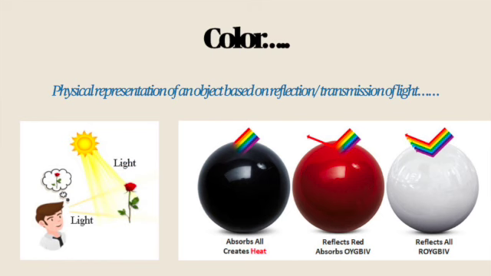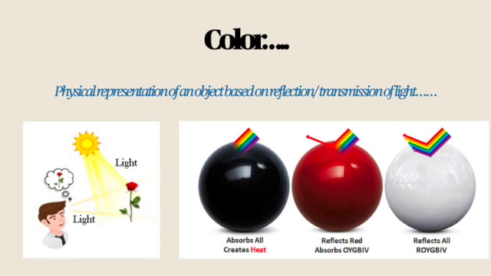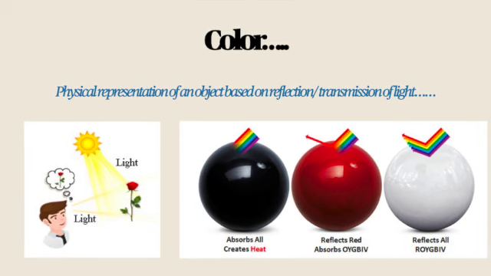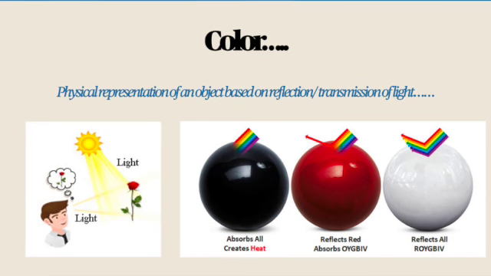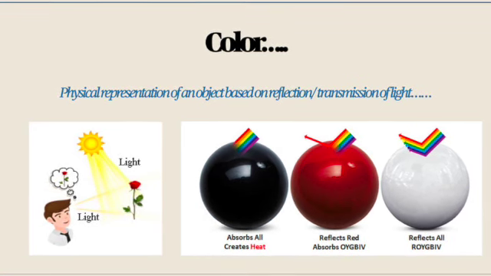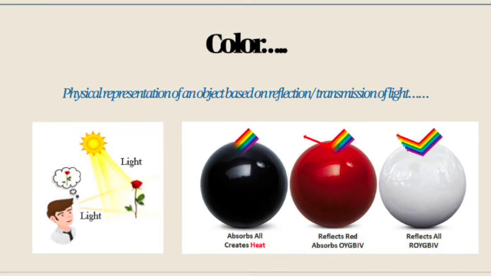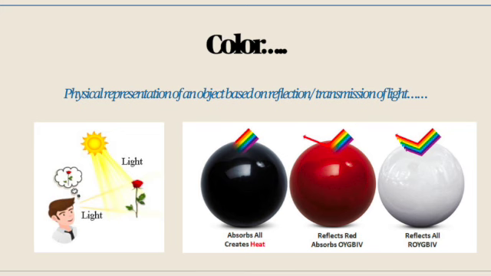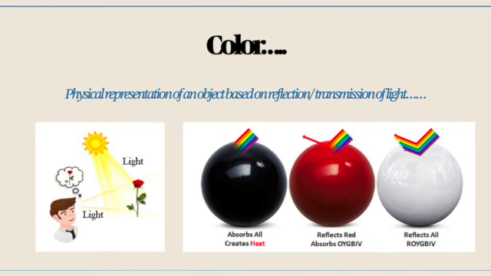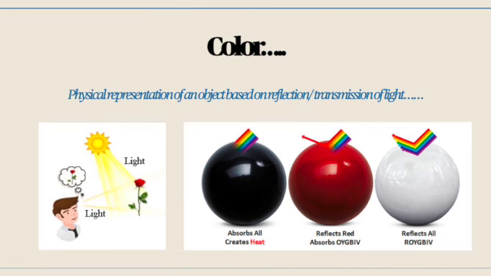So, what is color? Color is actually the physical representation of an object based on how it reflects, transmits, or emits light. For example, normal sunlight has seven colors. When it is incident on a flower, it will reflect some light. Also, it absorbs some light. So we see the color of an object as the color it reflects.